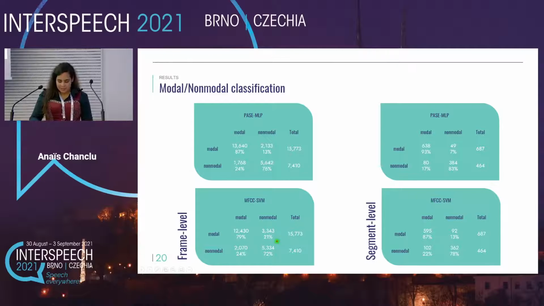As expected, the performance is significantly higher at the segment level, with up to 93% of good classification for modal frames. We also can notice that the performance of the baseline system at the segment level is close to the performance of the PAVE MLP system at the frame level.